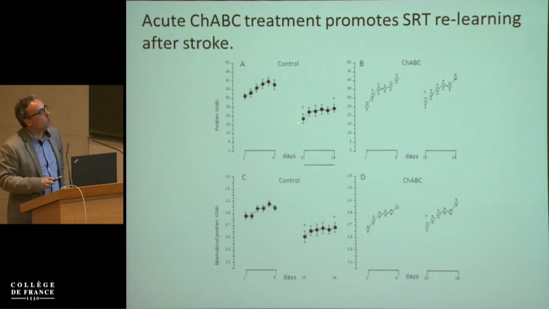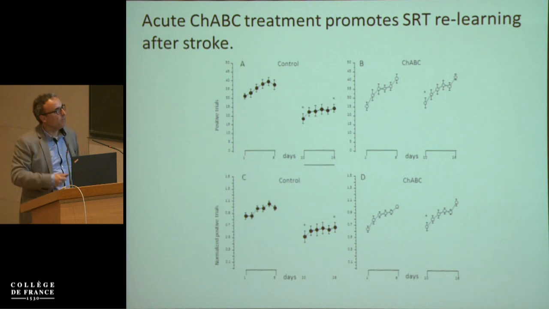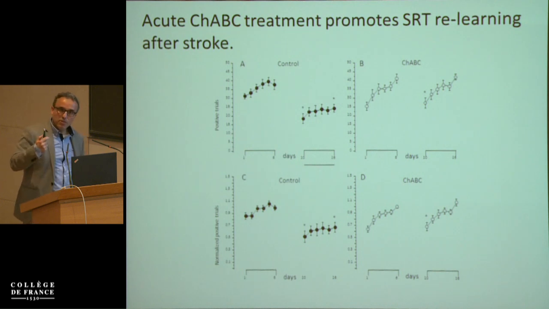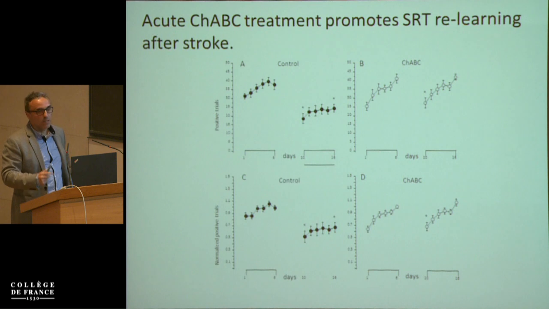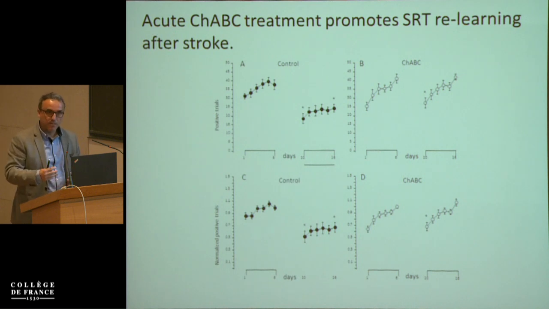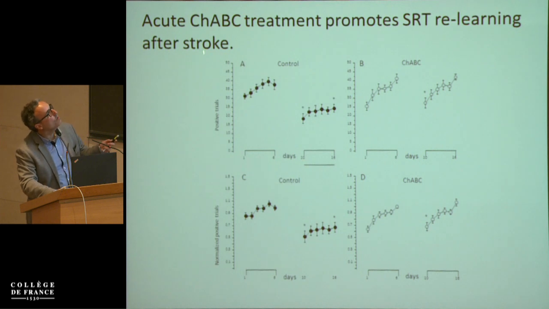You see some tendency for relearning, but very poor. While the chondroitinase-treated animals, and these were treated on the cortex, you see that they are able to relearn the curve. So you don't have preservation of the former memory when you treat with chondroitinase. This was done after the lesion, but you put the circuit in a condition that is able to relearn the task. And this was done with acute treatment.